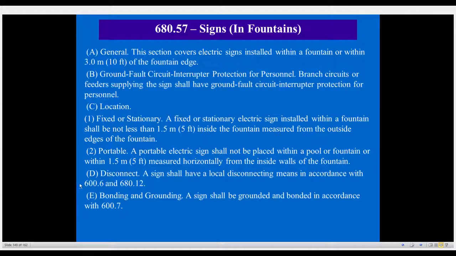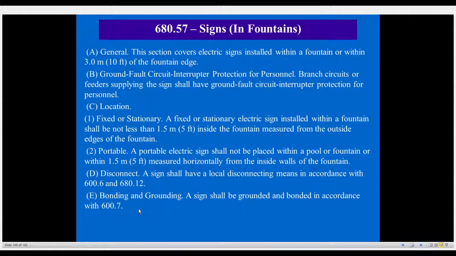So you have some requirements here that you have to meet for the sign itself. We're talking about the disconnect, and that sign has to have that local disconnect. And of course, since 600.6 is dealing with electric signs, it's going to remind you that these rules apply. Okay? And again, this was your maintenance disconnect requirement. Don't confuse this with, I think it's the 680.41 emergency switch. This is a maintenance disconnect switch that's required for that fountain and that sign. Okay, in this case, for the sign.